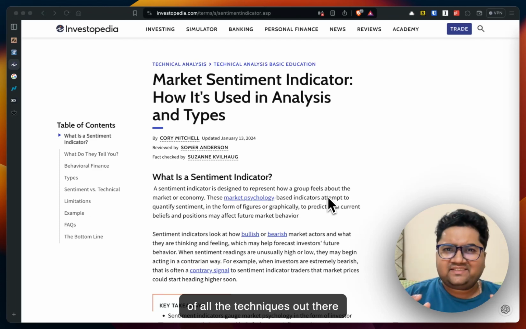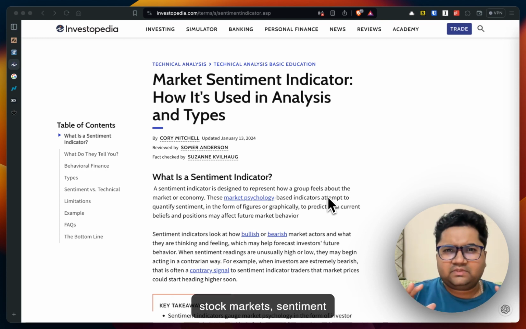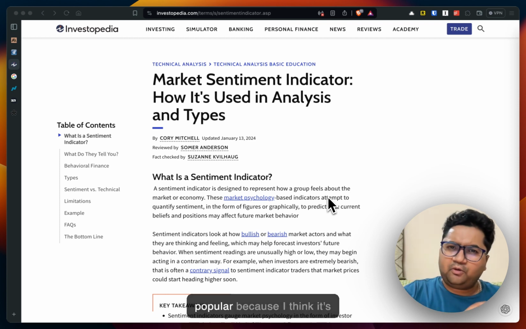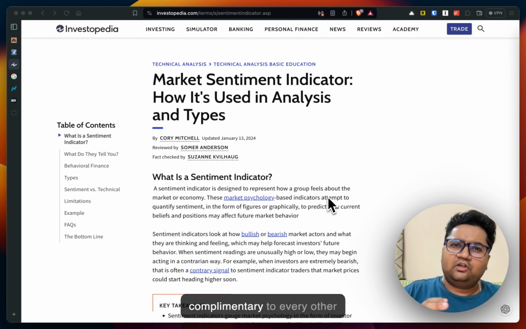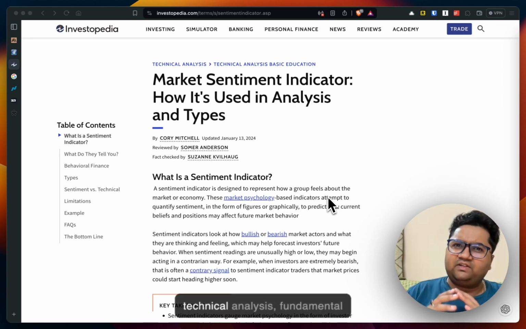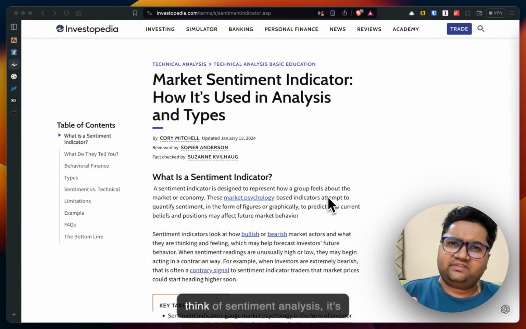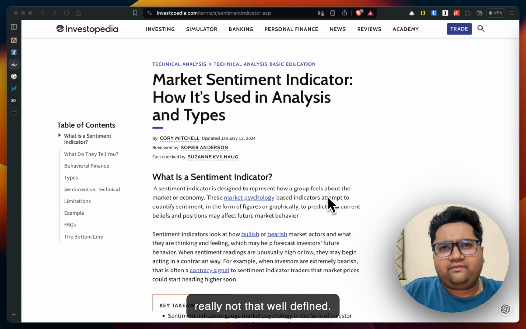Of all the techniques out there for understanding and assessing stock markets, sentiment analysis is one of the most popular ones. I call it most popular because I think it's complementary to every other technique out there. You have technical analysis, fundamental analysis, which is a very well defined word, but when people think of sentiment analysis, it's really not that well defined.